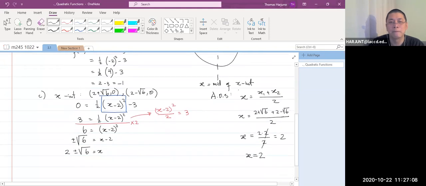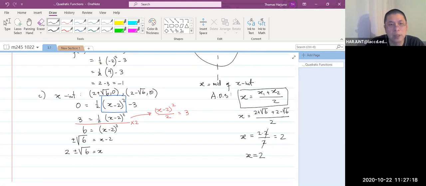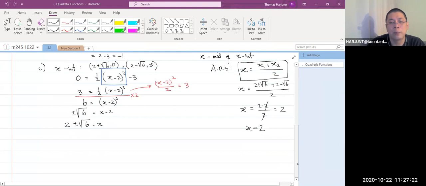Okay. So to get the axis of symmetry, one way to do that is to get the midpoint of the x-intercepts, if you have the x-intercepts at the beginning. And actually, this is one way. There's another way to do it, a faster way.